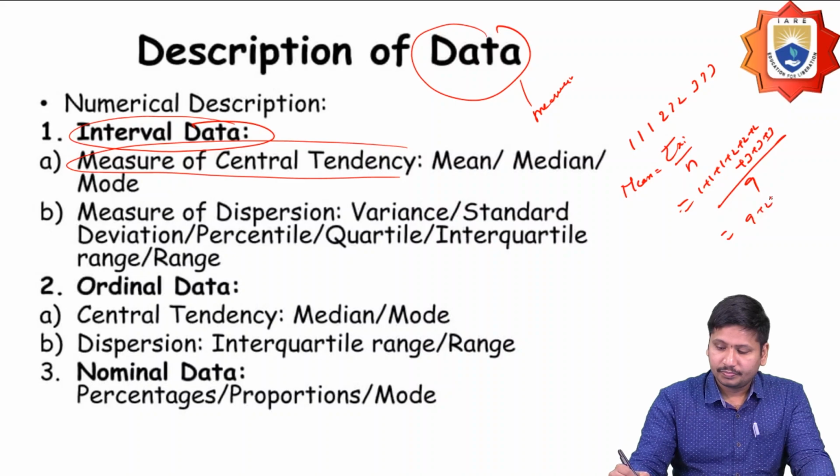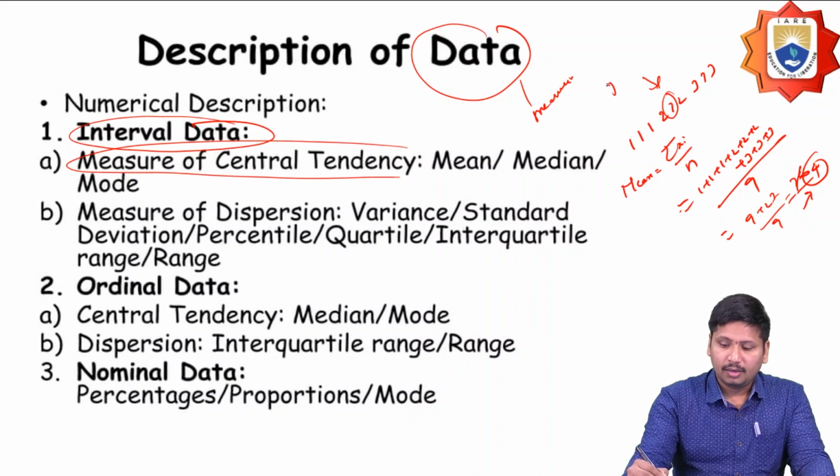27, 36 by 9. So this should be the mean of this. Similarly, median means the middle element of the series should be considered as the median here. And mode means the most number of occurrences of the variable in the series, that is 3, so that should be the mode here.